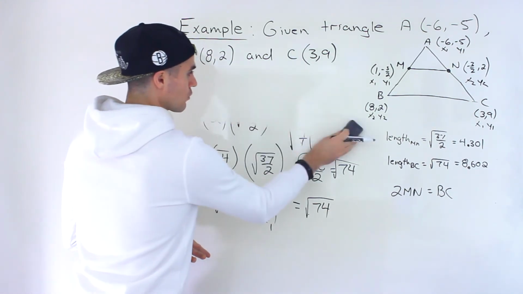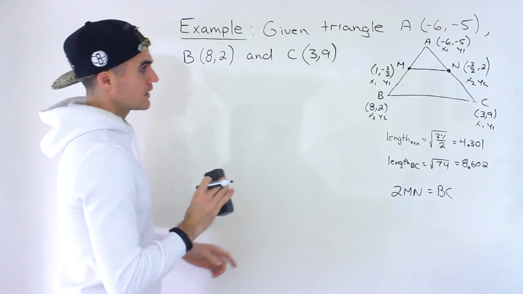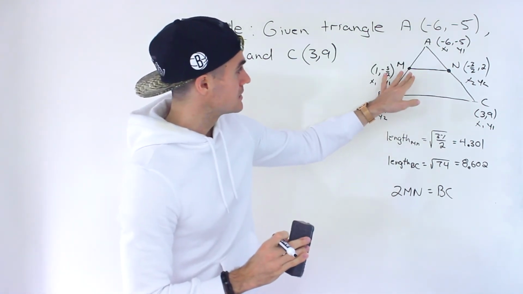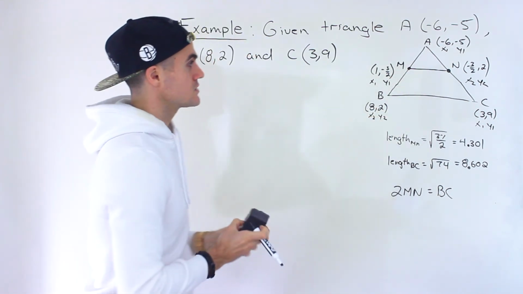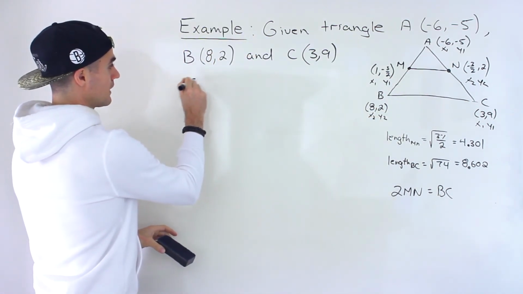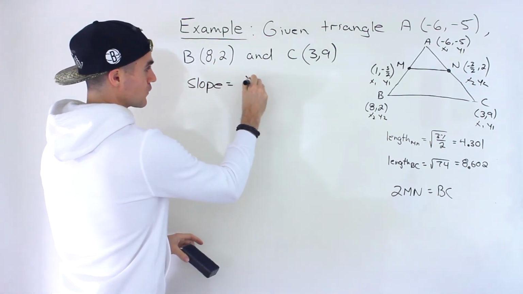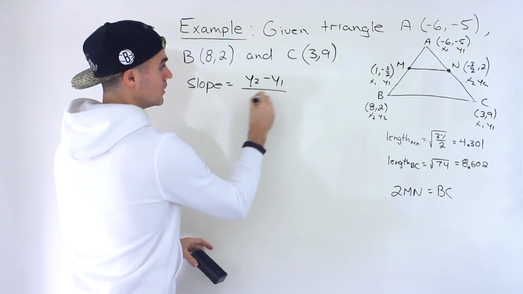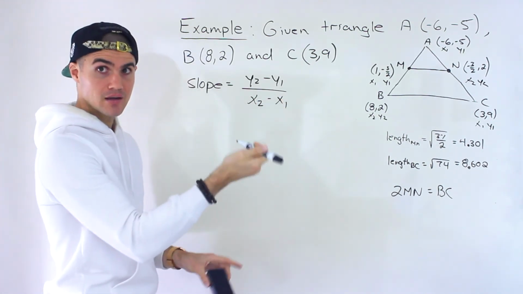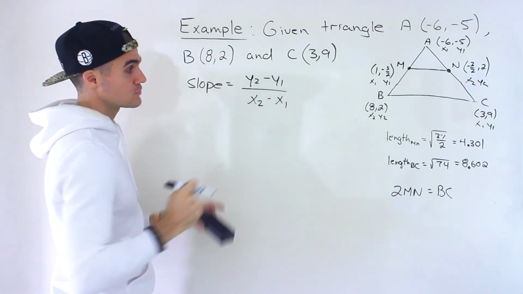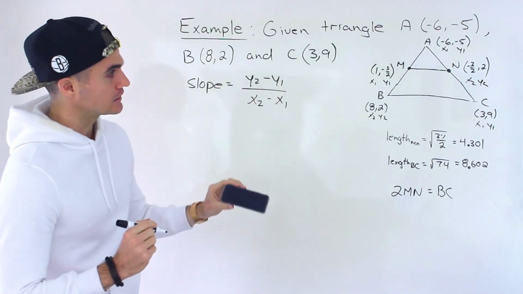And then finally, number 3, what we've got to do is show that this line is parallel to this line. So we just have to find the slope now. Just as a review, what's the slope formula? Rise over run, which is y2 minus y1 over x2 minus x1. So we've got to find that for MN and BC. Both of those slopes should be equal. So from here, we actually have everything labeled already.